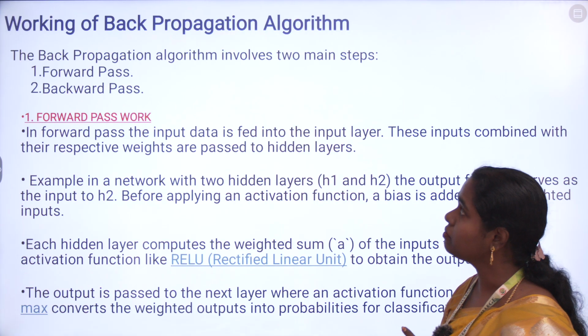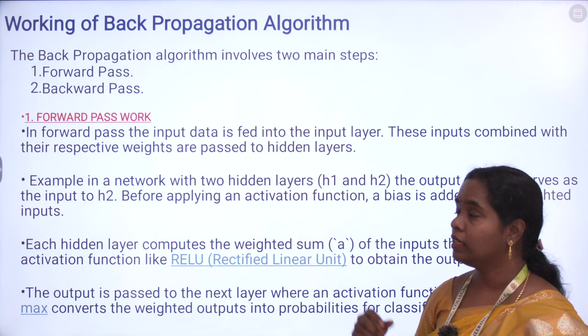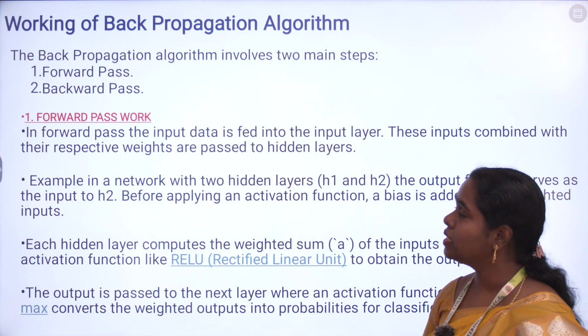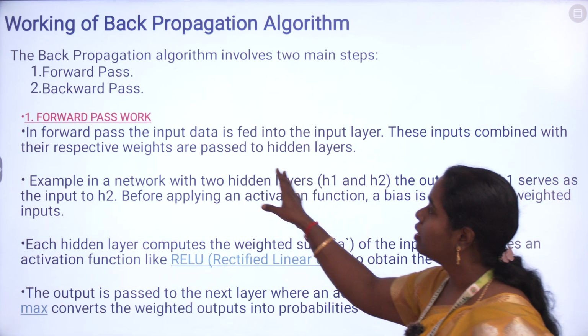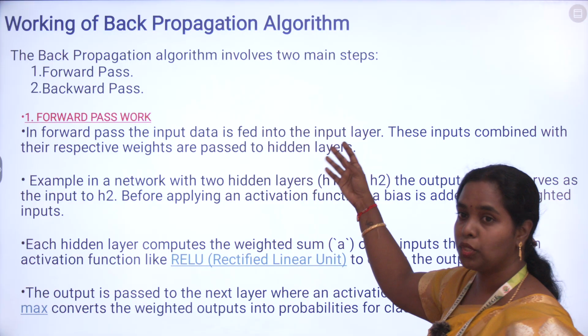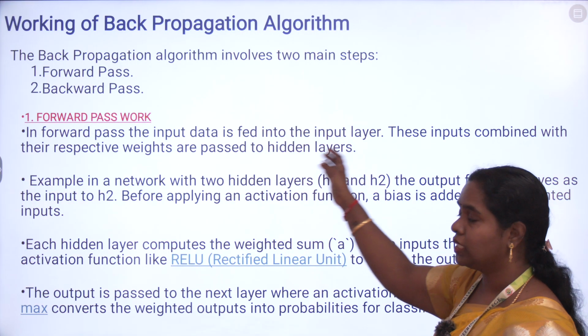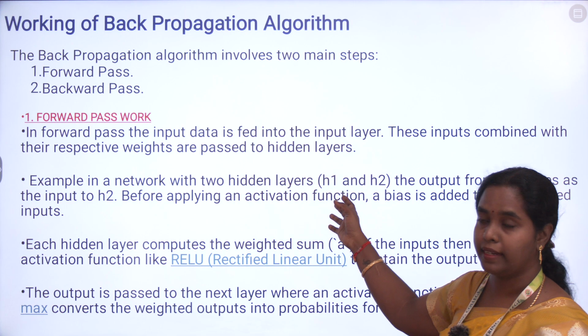Next, the working of back propagation. Here two methods are there. First one is the forward pass and second one is the backward pass. First we will see the forward pass. Forward pass, how it will work. The input data is fed into the input layer and then that input is combined with the respective weights. Then it will enter into the hidden layer.